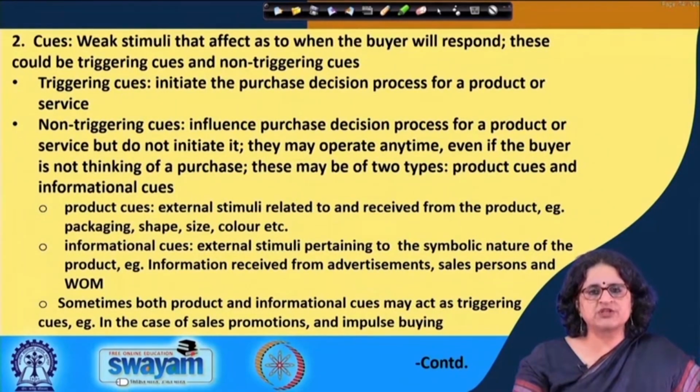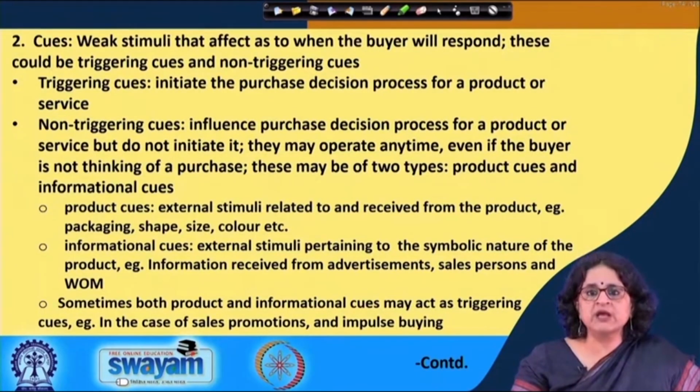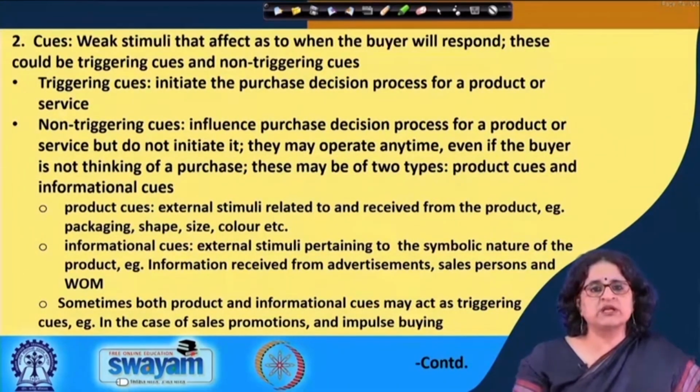For example, the packaging of the product, the size of the product, the color of the product, the smell of the product. So, these are all external stimuli related to and received from the product. Received by whom? Received by the consumer or the buyer. So, the buyer receives a product cue. Now, again, this product cue is external to and related to the product, and it may or may not initiate the decision process for a buyer, because these are non-triggering in nature. Of course, they may suddenly get triggered, even when the buyer is not thinking of a purchase.